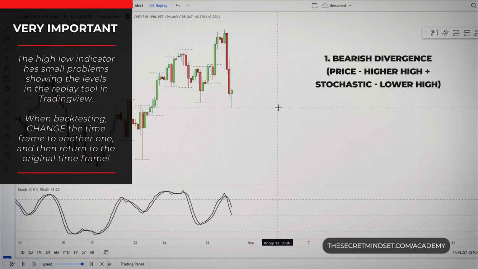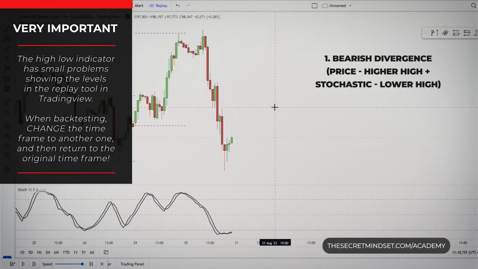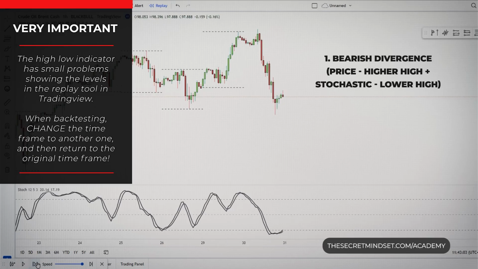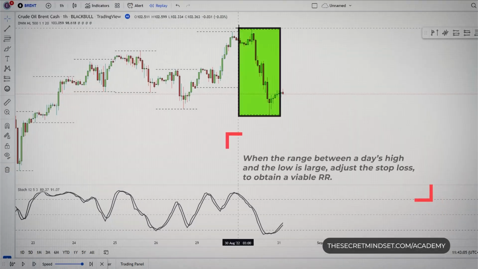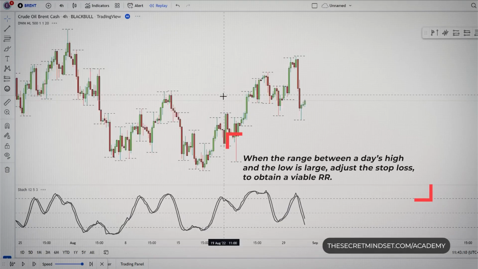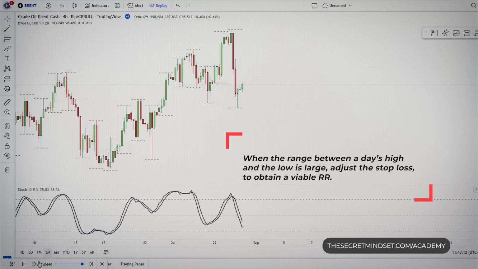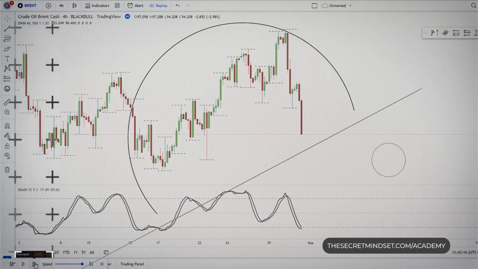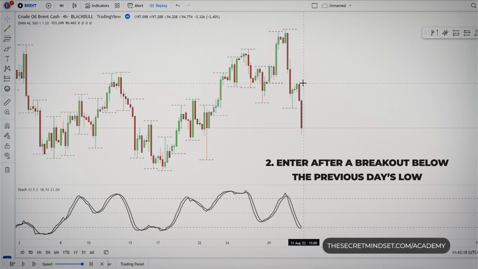Now here's the problem with this setup. The range between this day's high and low is quite large. This means a much higher stop loss, which might not offer a viable risk-to-reward ratio. In this case, you won't place your stop above the previous day's high. Instead, you'll place it above the most recent high.